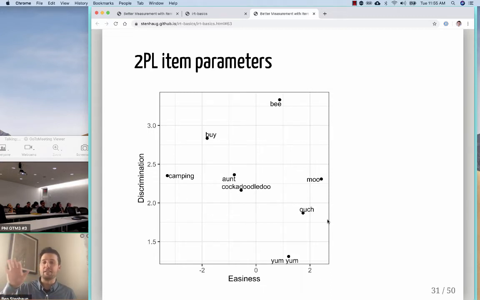This gets at the question that was asked between discrimination and difficulty. For each of the items, now let's plot its discrimination parameter and its easiness parameter and take a look. Anyone have anything they notice here?